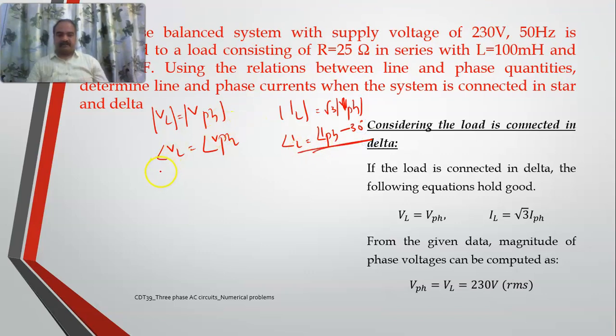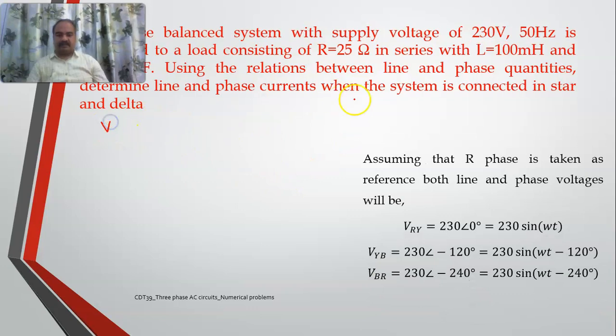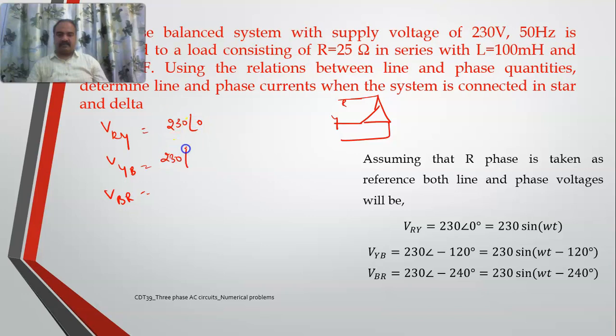Okay, so I will start with phase voltage. We already have it. V phase is equal to line voltage, which is equal to 230 in this case. So I'll directly take this as 230. In delta connection, whatever the line voltage Vry is, it is the same as phase voltage. So Vry, Vyb and Vbr are both line voltage and also phase voltage. So what I'll be getting? This is 230 at an angle of 0. This is 230 at an angle of minus 120. This is 230 at an angle of minus 240.